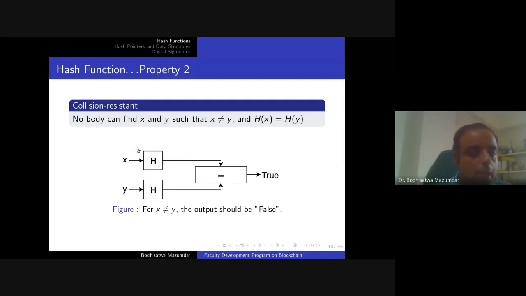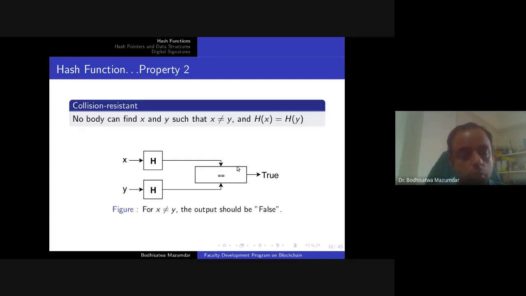The second property that a hash function should satisfy is collision resistance. So what does collision resistant mean? It means that for a particular hash function, if two different inputs are given, then the outputs corresponding to the two different inputs should not be the same. The output of the comparison should be false.